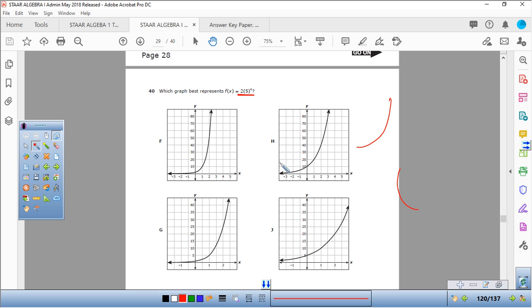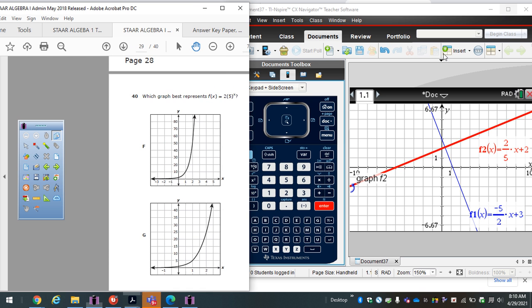It goes through the y-intercept of 2. Ooh, that one's out. That one's out. It's either these two, right? Because that looks pretty close to 2, and that one looks pretty close to 2. Let's just see if this point or that point works. So what I'm going to do is I'm just going to graph it. Well, I'm showing how they graph it.